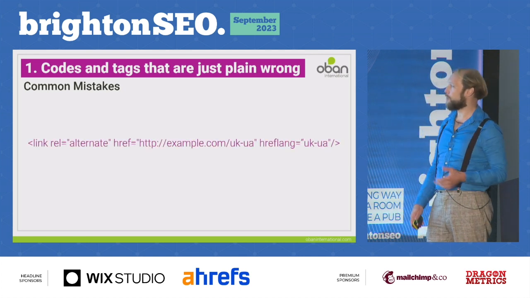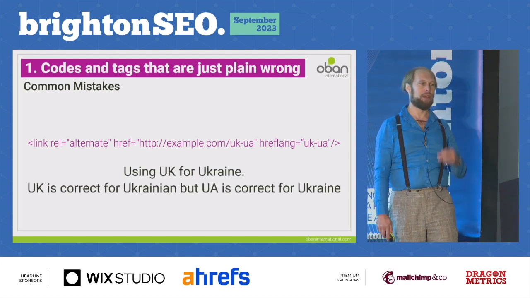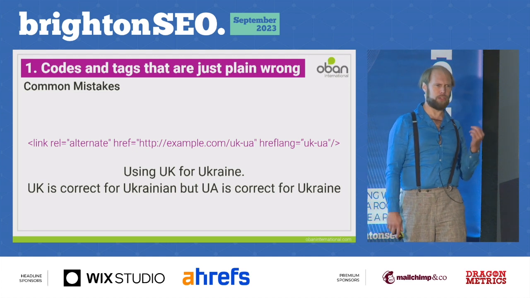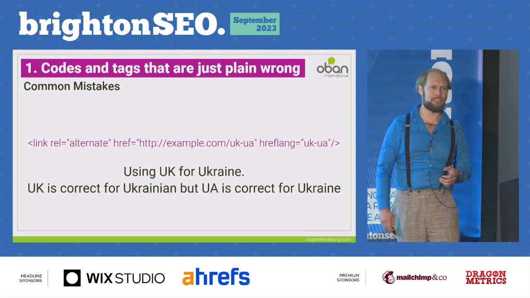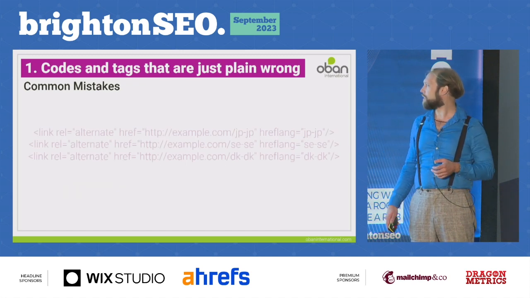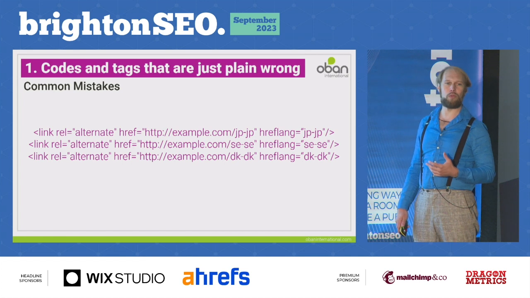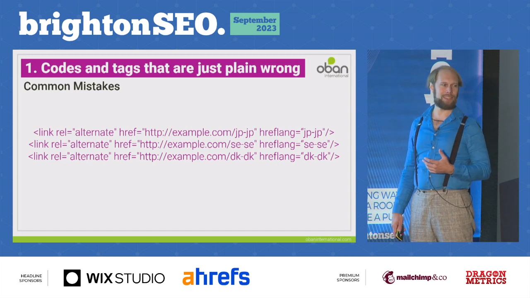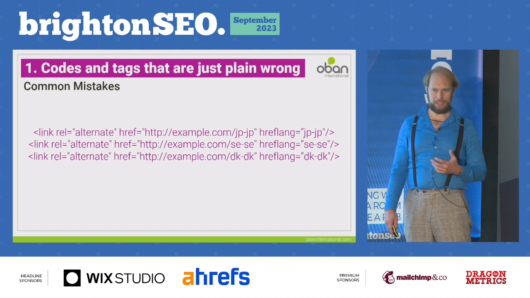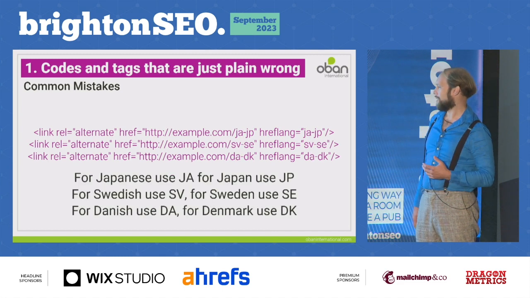So that was actually wrong. If you want to target Ukrainians speaking Ukrainian, it's UK-UA. So UK for Ukrainian, UA for Ukraine. So this is exactly the kind of thing that confuses people. Here's a few more, so you can probably guess vaguely what's wrong with them, but can anybody tell me what the right language codes for these should be? Yeah, JA for Japanese, DA for Danish, and SV for Swedish. Well done, yes. There we go.